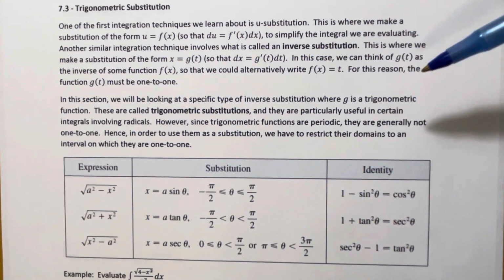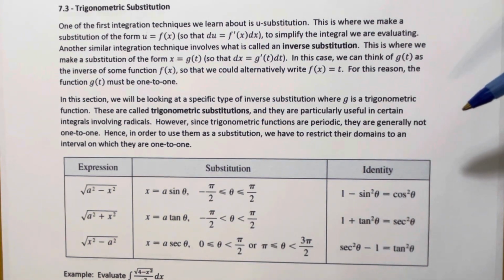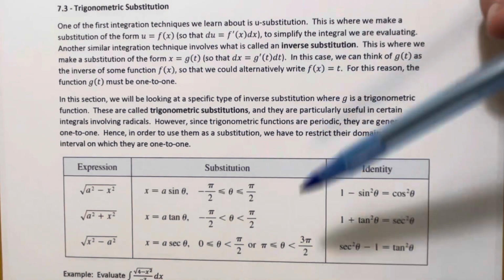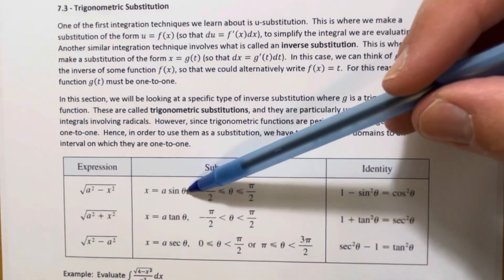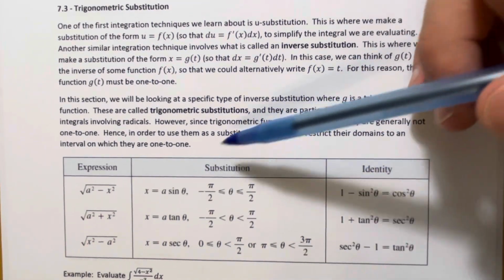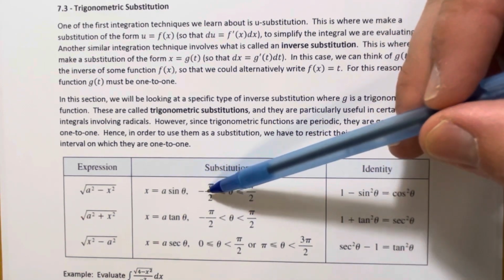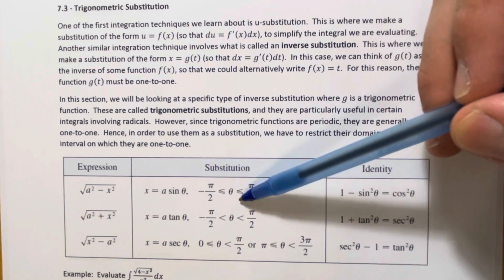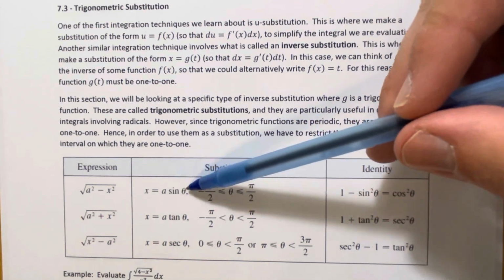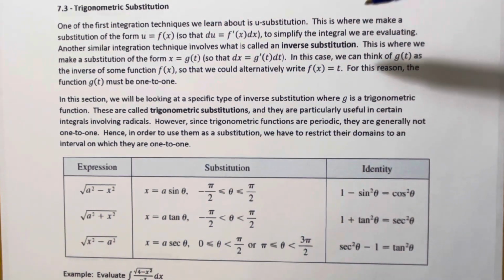They are periodic functions and they fail the horizontal line test, which is the way that you check if a function is one-to-one, assuming you have a graph to look at. So in order for these trig subs to work correctly, we're going to be making assumptions about the domain of these functions. So for example, for sine of theta, we're going to be assuming that theta lives between negative pi over 2 and pi over 2 every time we make this substitution.